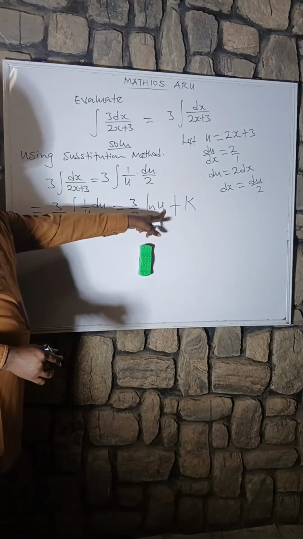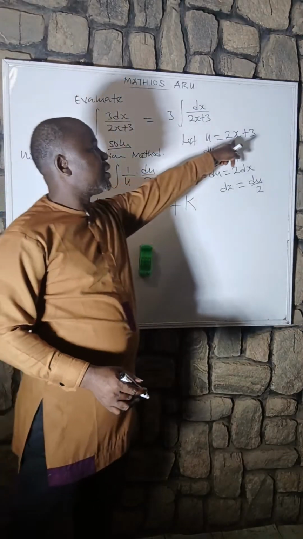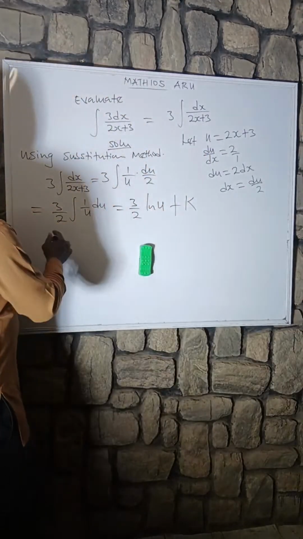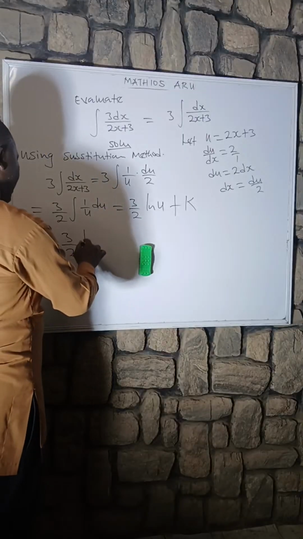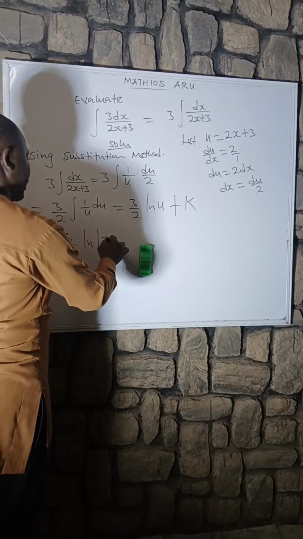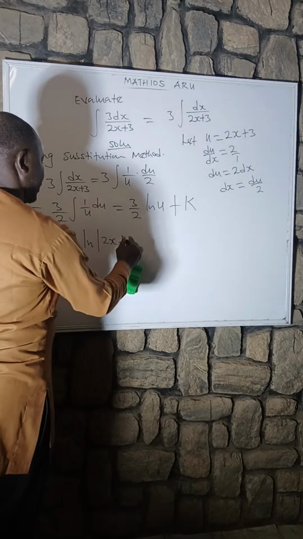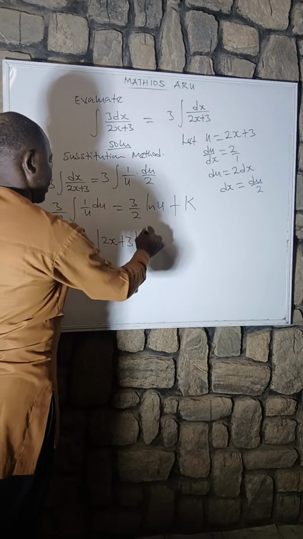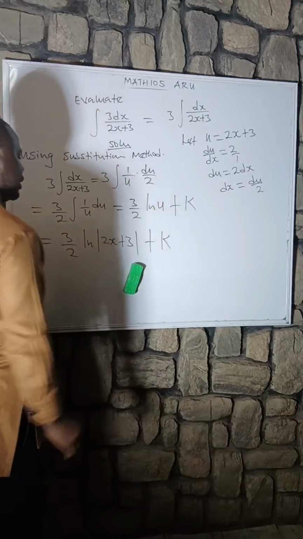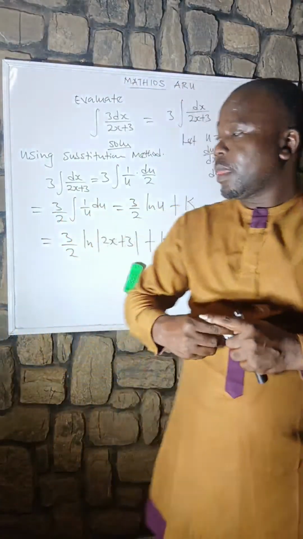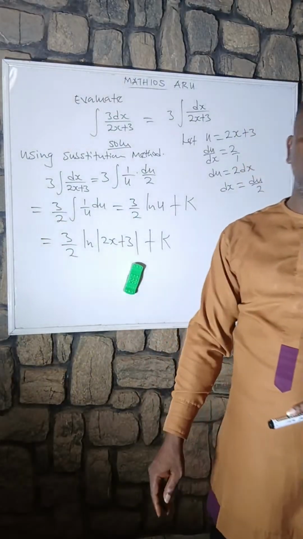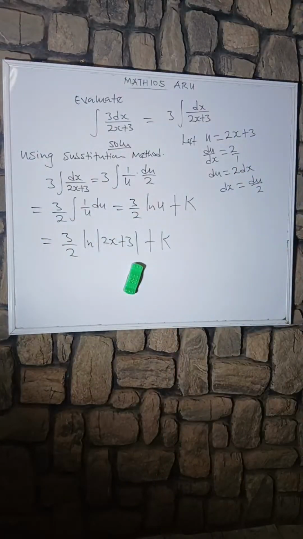But what is your u? Your u is this. So this implies that the final answer will now be 3 all over 2 ln of 2x plus 3 plus k. This is the final answer. Do you have any question on this? Please ask before we go ahead to solve more questions.